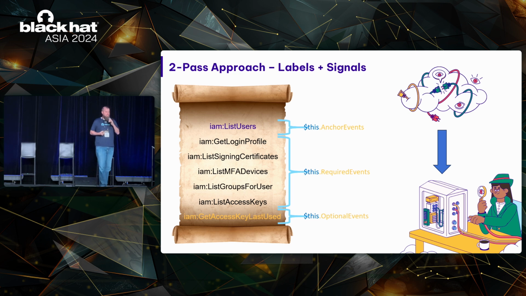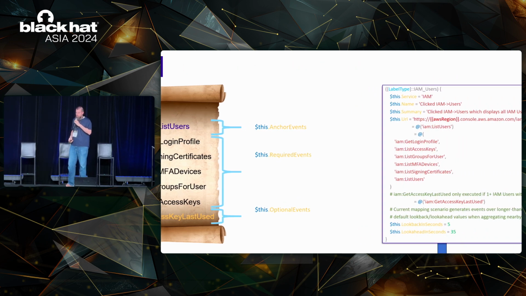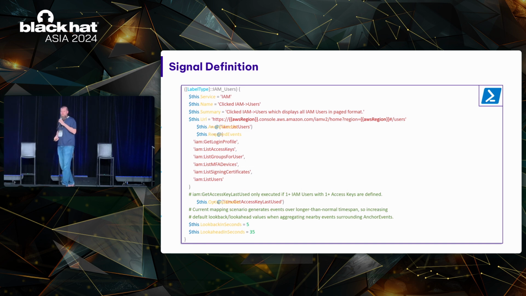The first pass is based on adding labels to individual event evaluation, and then we go back and evaluate all the neighboring labeled events, and that's where we have the concept of a signal being created. And when we say signal, think of it like an alert or like a mapping, a click has been mapped to this grouping of events. So first, how do we define the signal?